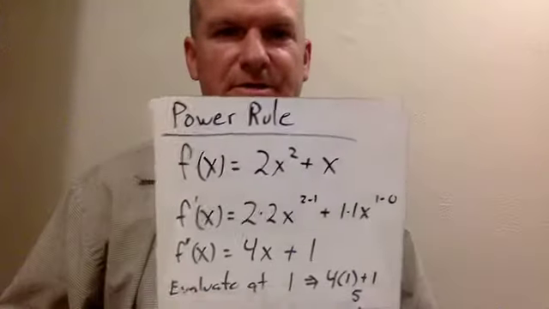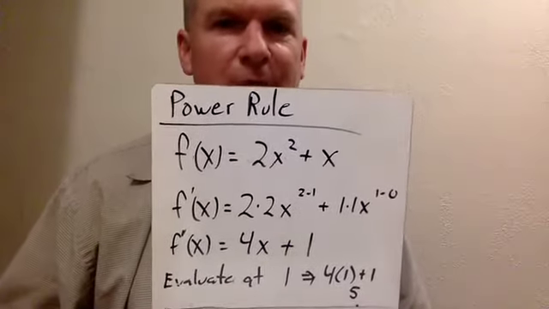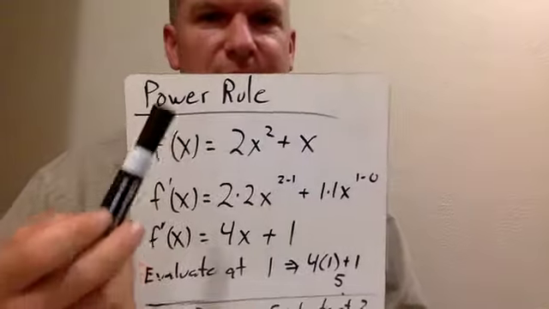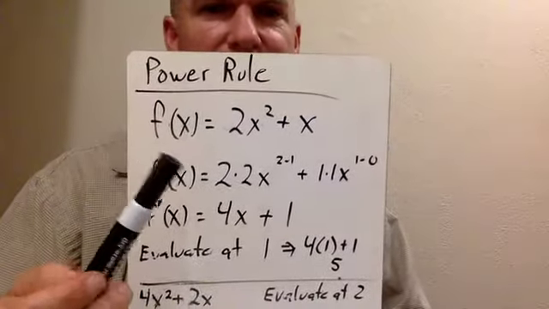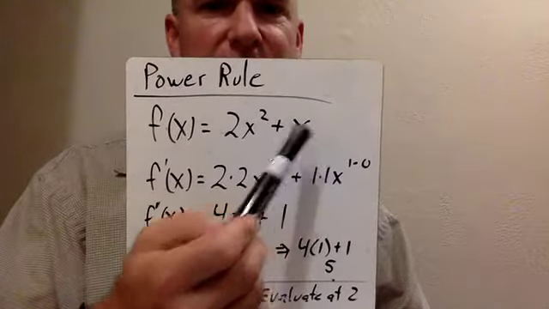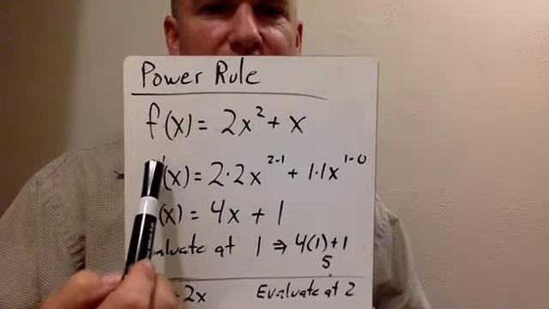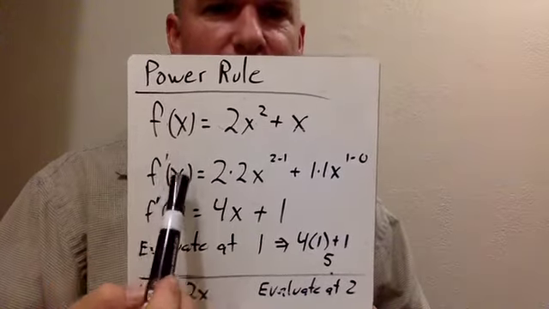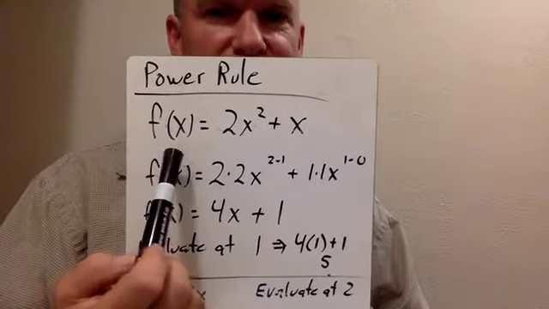All right, this is a calculus video about derivatives. And here's an example of the power rule. The power rule is how you take the first derivative. So f of x is this equation, and then this f prime of x, that means the derivative. So how do you take the derivative?